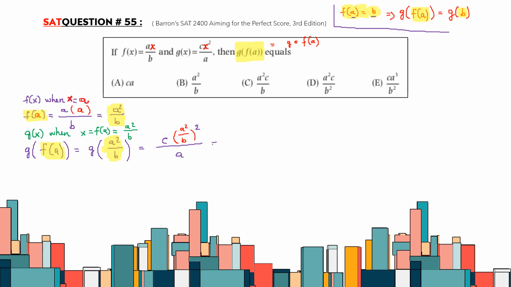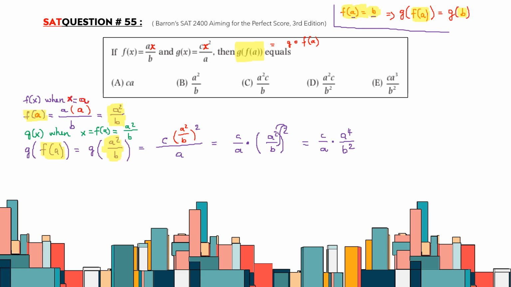So it will be equal to c over a multiplied by a squared over b squared. Distributing, you will have a to the power of 4, since 2 times 2 is 4. And then b to the power of 1 times 2 is 2.